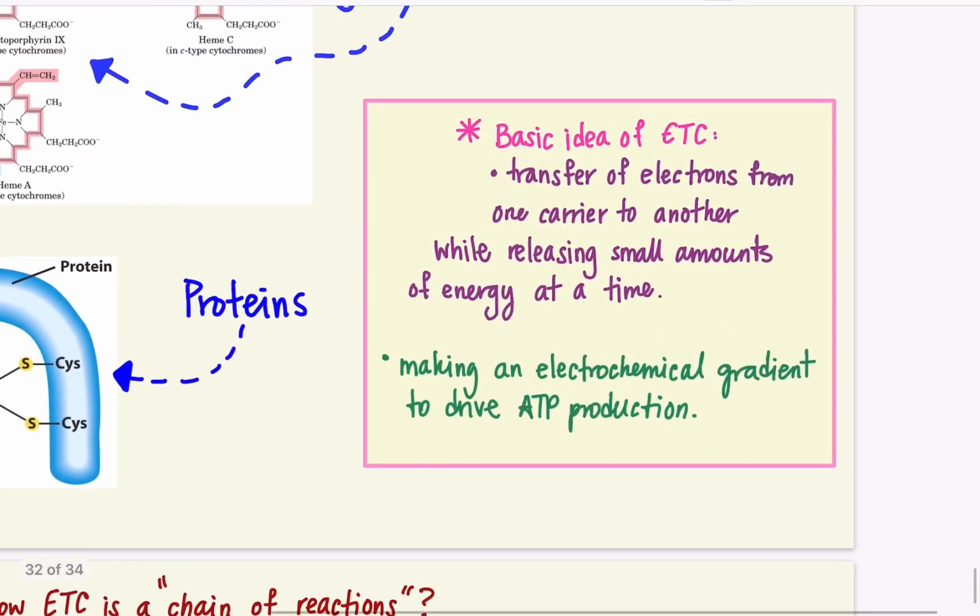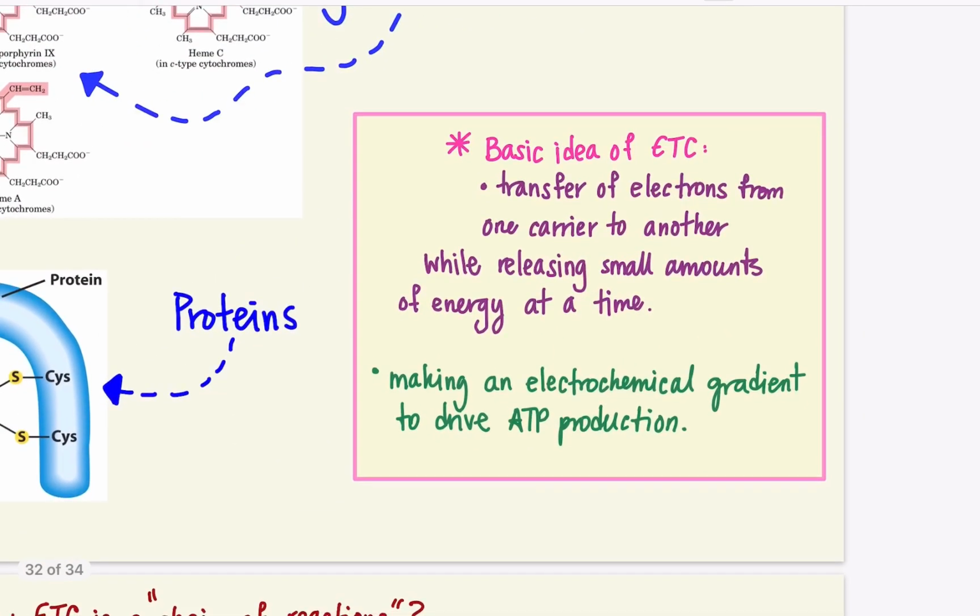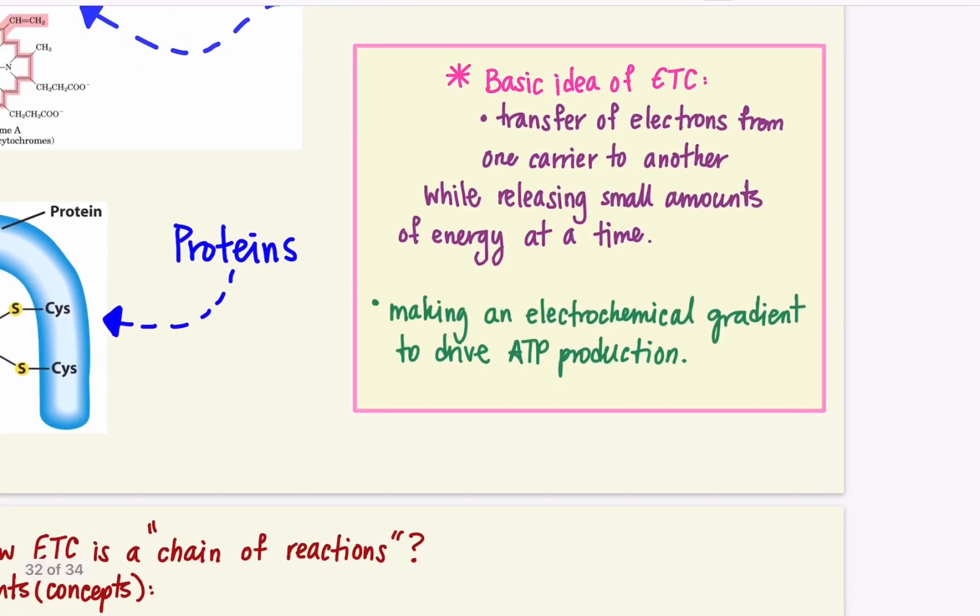Now, the basic idea of the electron transport chain is to transfer electrons from one carrier to another while releasing small amounts of energy at a time. The other purpose of having an electron transport chain is to make the electrochemical gradient across the inner membrane of the mitochondrion to later be able to drive ATP production. Now this green part you'll understand a little later, but I want to explain this a little further.